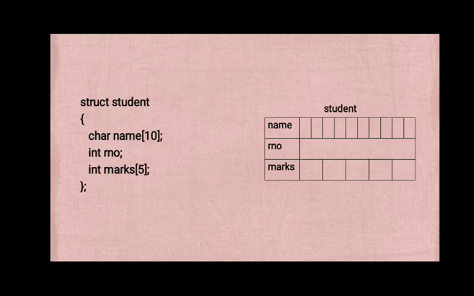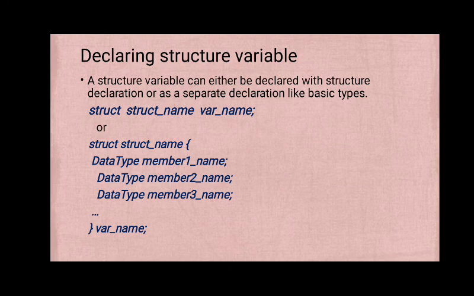Okay, next, to declare a structure variable. So you have declared a new data type. Student is a new data type. So now you have to declare variables of the data type student. For that, you can use 2 methods. The first method is, you give the keyword struct, then the name of your structure, and then specify the variable name, and end it with a semicolon. That is one method.